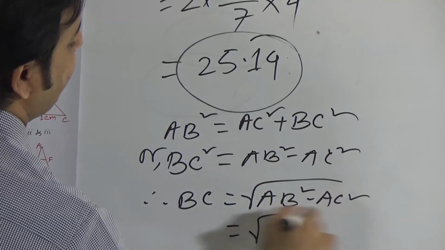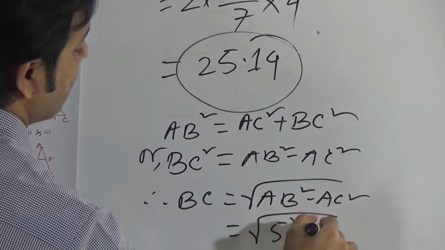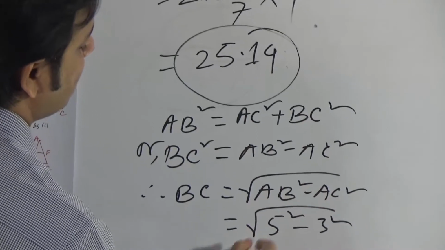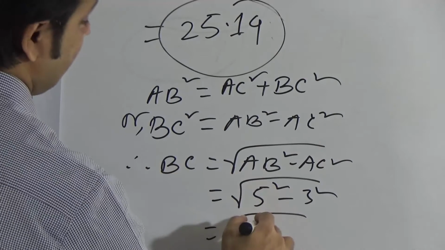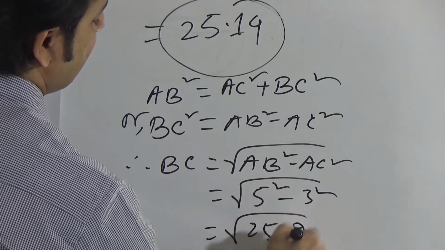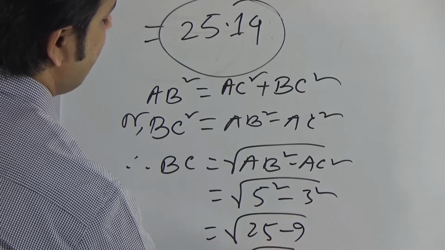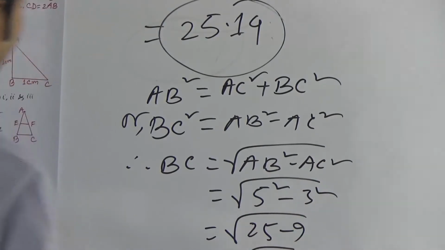Here the value of AB is 5 square minus the value of AC is 3 square. So 5 square means 5 fives are 25, 3 square means 9. So this will be 16. So the square root of 16 is 4. So the value of BC is 4.